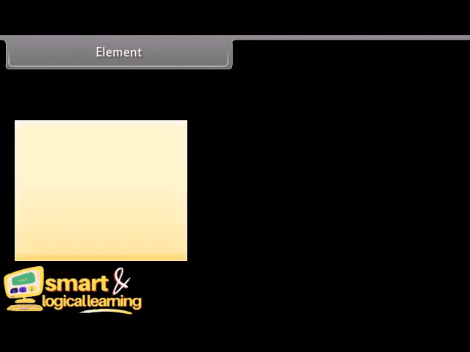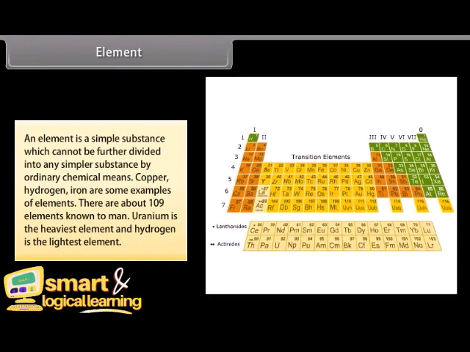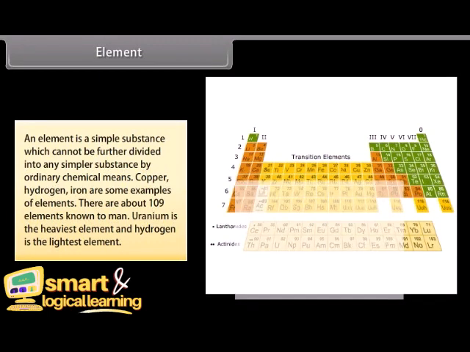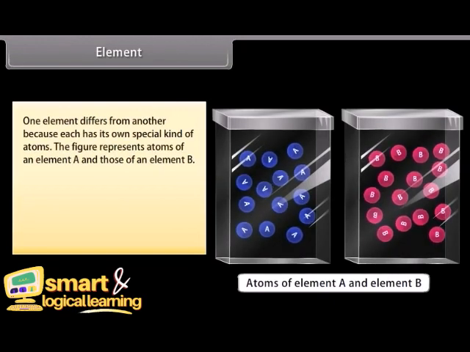Element. An element is a simple substance which cannot be further divided into any simpler substance by ordinary chemical means. Copper, hydrogen, iron are some examples of elements. There are about 109 elements known to mankind. Uranium is the heaviest element and hydrogen is the lightest element. One element differs from another because each has its own special kind of atoms.